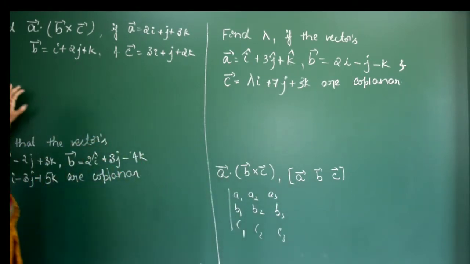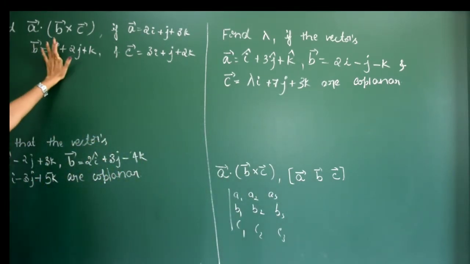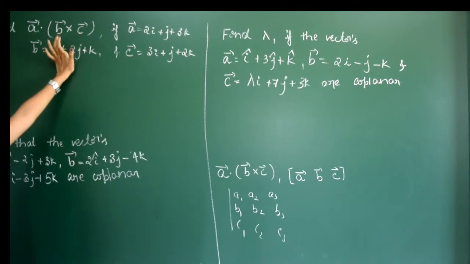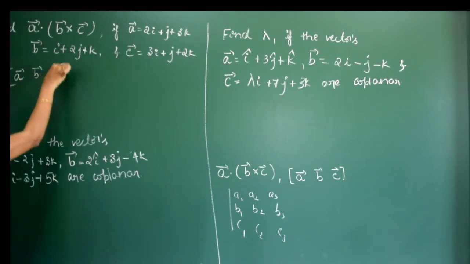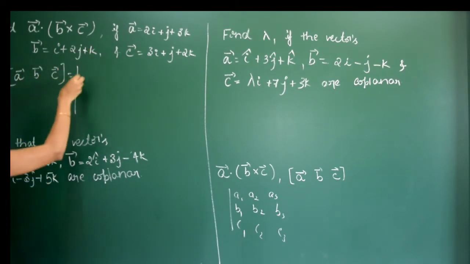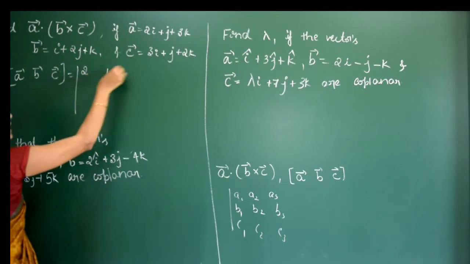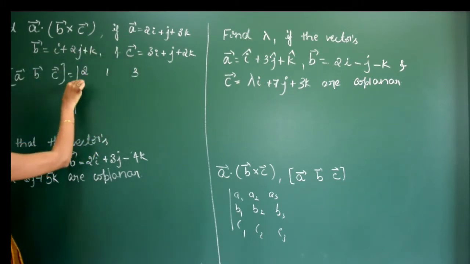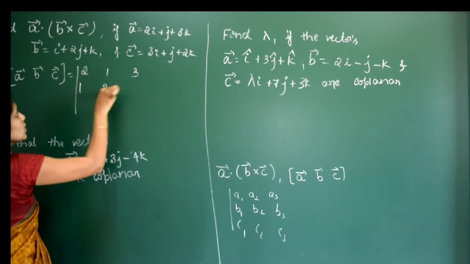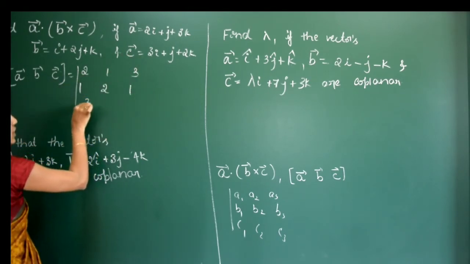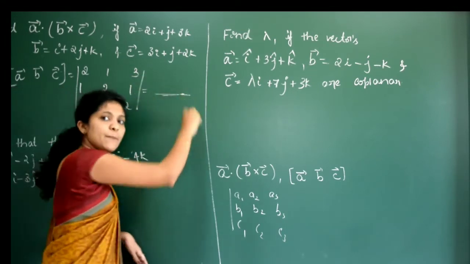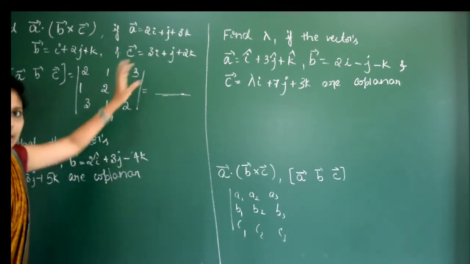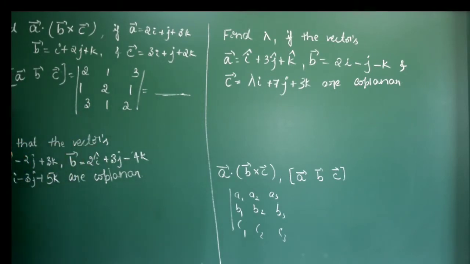Now we will see this one. Find A vector dot B vector cross C vector. So we need to find the scalar triple product. It is A vector, B vector, C vector equal to the determinant of, write the coefficients 2, 1, 3, components of B vector 1, 2, 1, components of C vector 3, 1, 2. Now we need to find the determinant of this matrix, so it will give you a scalar triple product. Okay, complete this.